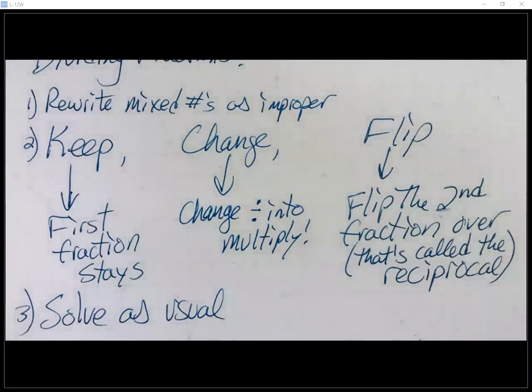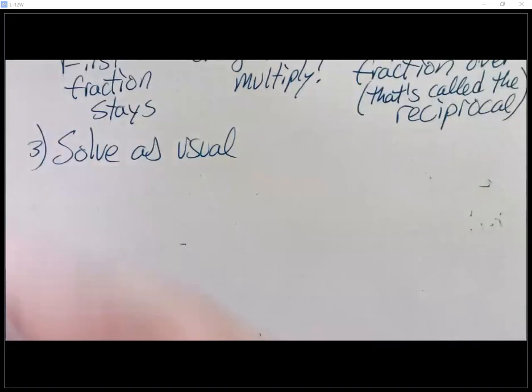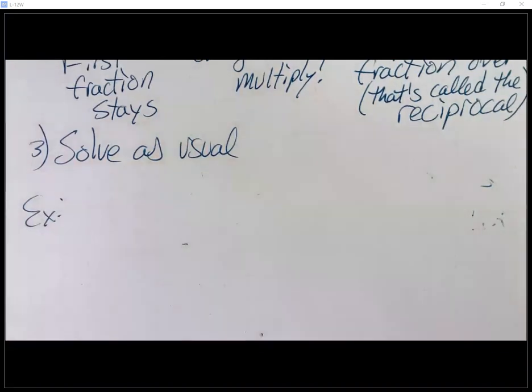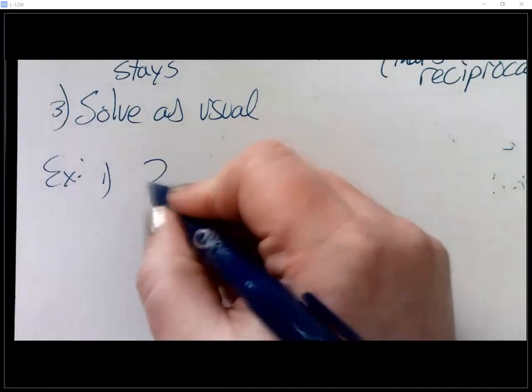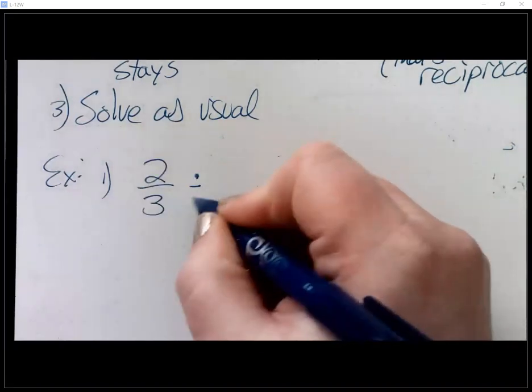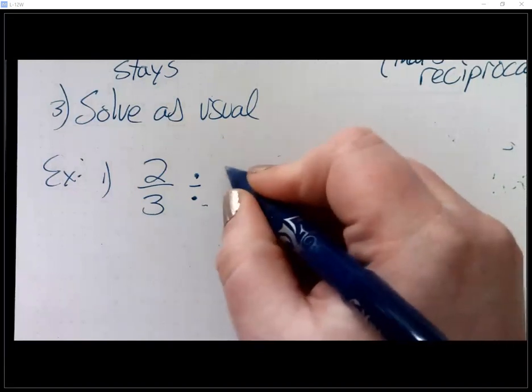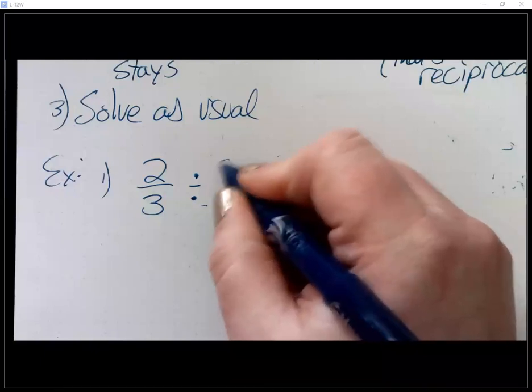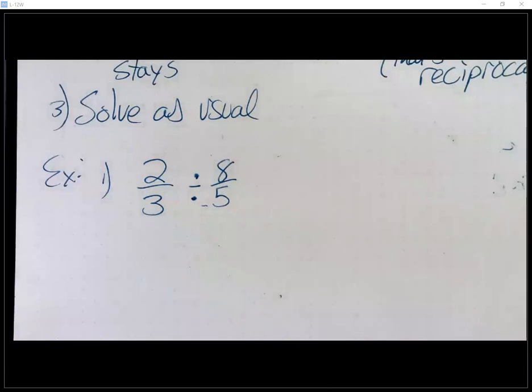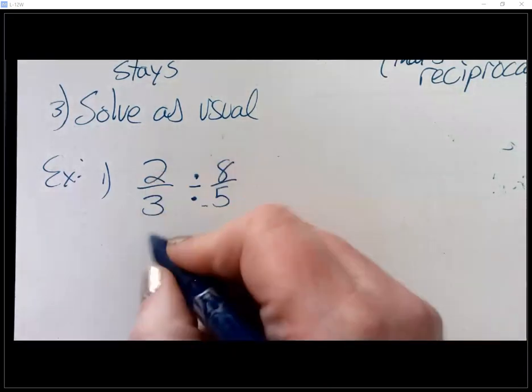Okay, so let's try and see how this goes. So we'll start off easy. So let's do something like, how about 2/3 divided by, I don't know, how about 8/5? Something like that. So if I'm gonna do this, let's do keep, change, flip. So you're going to keep the first fraction exactly as it is. You don't do anything to that first fraction. So that one's going to stay as 2/3.